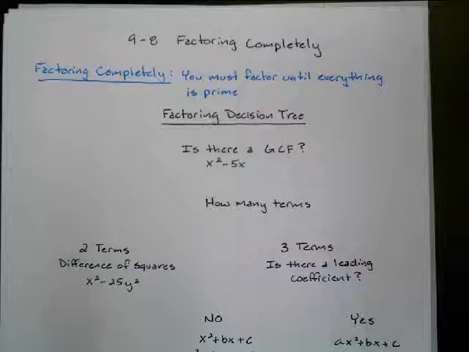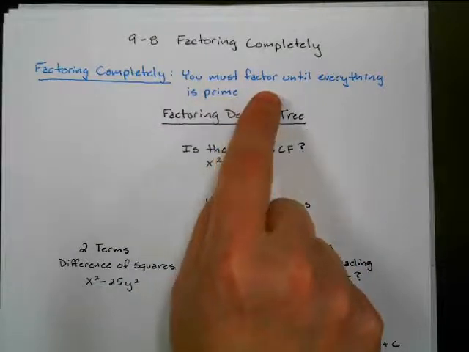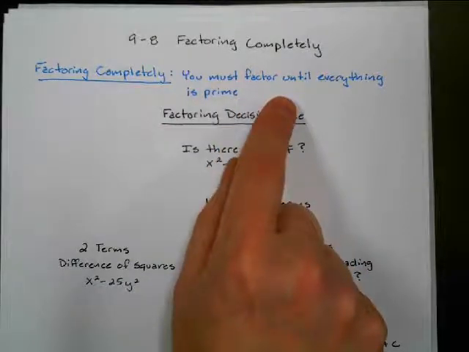So what does it mean to factor something completely? Factoring completely, and we kind of touched on it in the last video, means that we can't stop factoring until everything is prime. So if something can still factor, we're not done. Sometimes that means we might have to factor twice in a problem, 3 times, even 4 times. We just can't stop factoring until we're done.